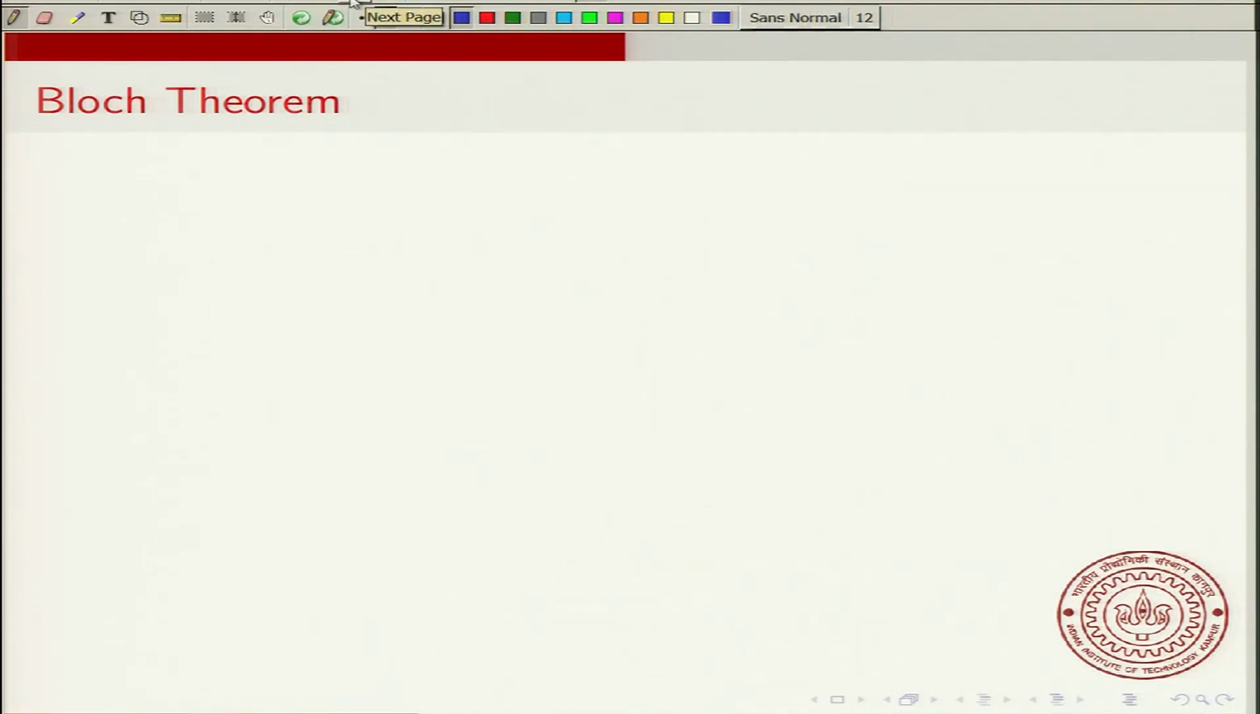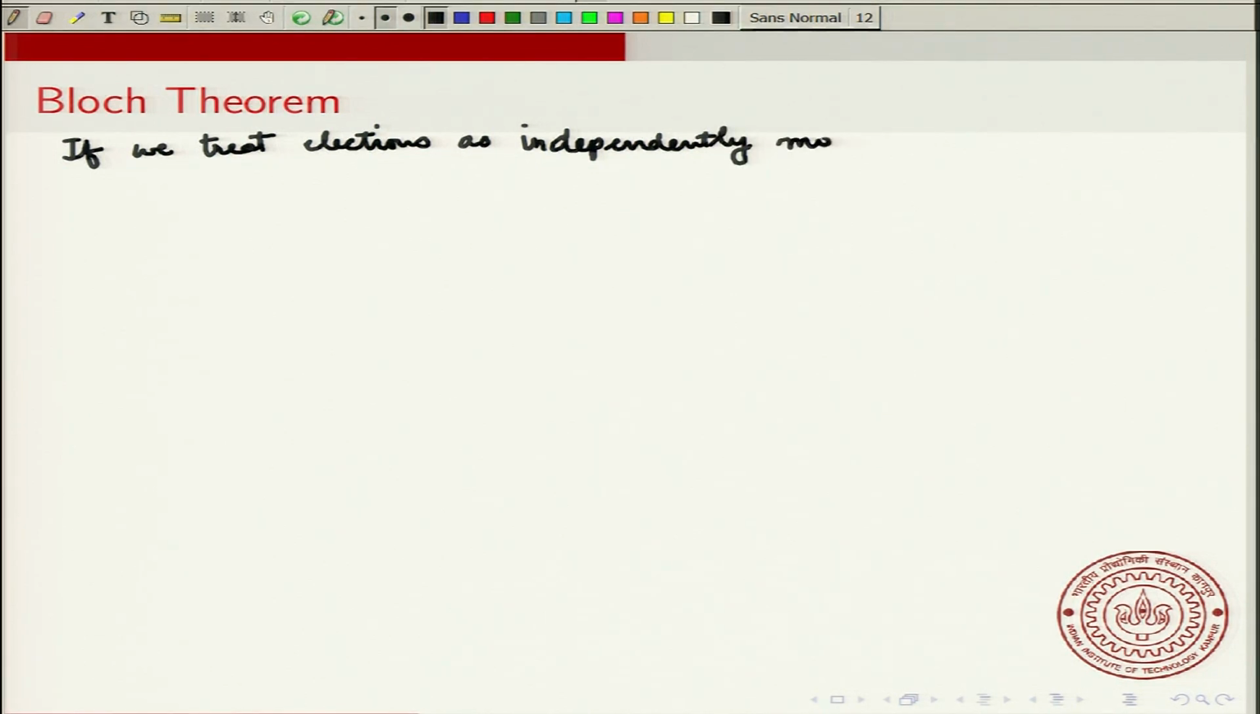Now, let us go to the Bloch theorem, which is the central idea of this lecture. So, here what we say is that if we treat electrons as independently moving in the field of the ions.